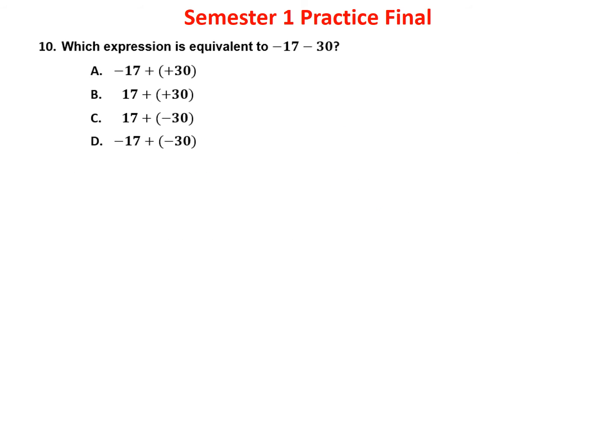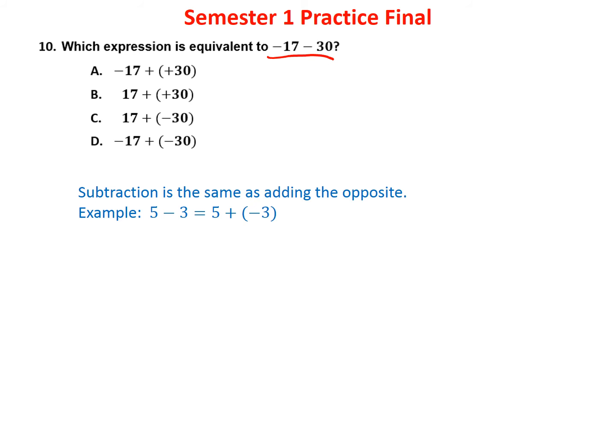Problem 10 asks us this question: which expression is equivalent to negative 17 minus 30? Well, the key to this problem is to understand subtraction. Subtraction is the same as adding the opposite. In other words, 5 minus 3 is the same as 5 plus, adding, the opposite of 3, which is minus 3.